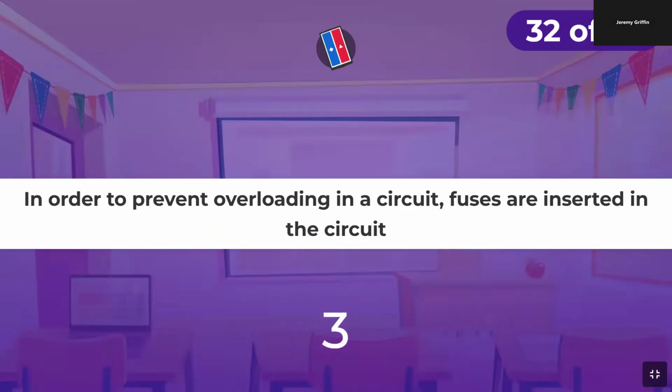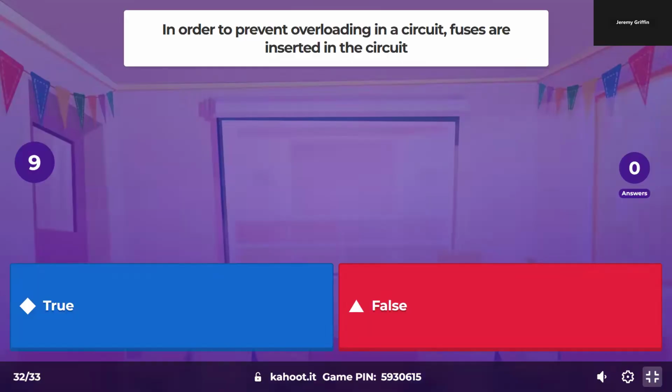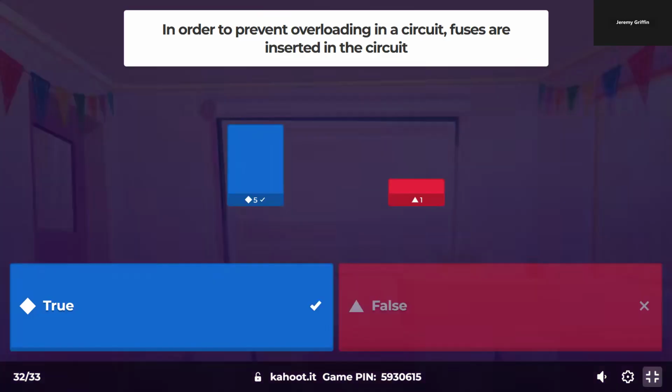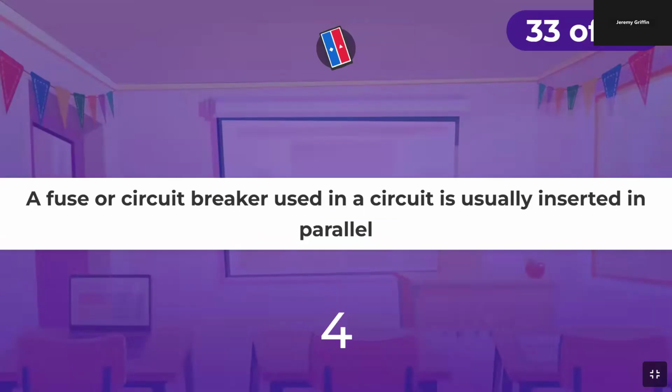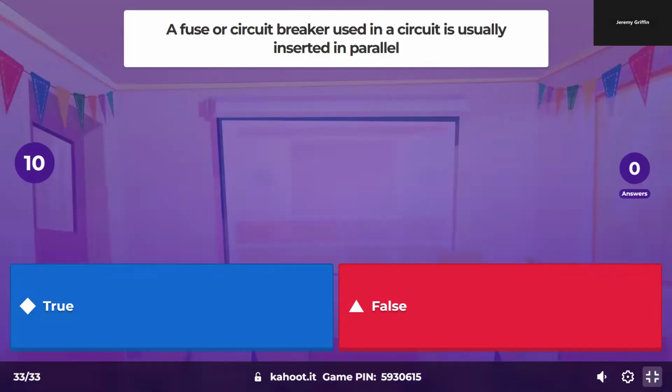In order to prevent overloading in a circuit, fuses are inserted. That sounds right. True. All right, you guys ready for the win? Who's gonna win? A fuse is usually inserted in parallel. Does that sound right? Which way is it?